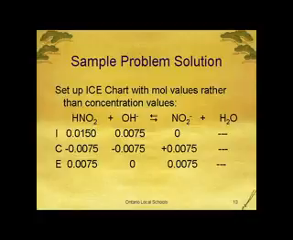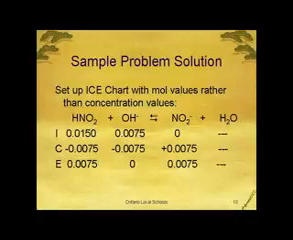So we have HNO2 plus the hydroxide ion, OH minus, and we are forming NO2 minus, the nitrite ion, plus H2O. Our initial concentrations of the HNO2 is 0.0150 moles per liter. Of the hydroxide ion is 0.0075 moles per liter. Of the nitrite ion, which is the conjugate base of the nitrous acid, is 0, and the water is irrelevant.